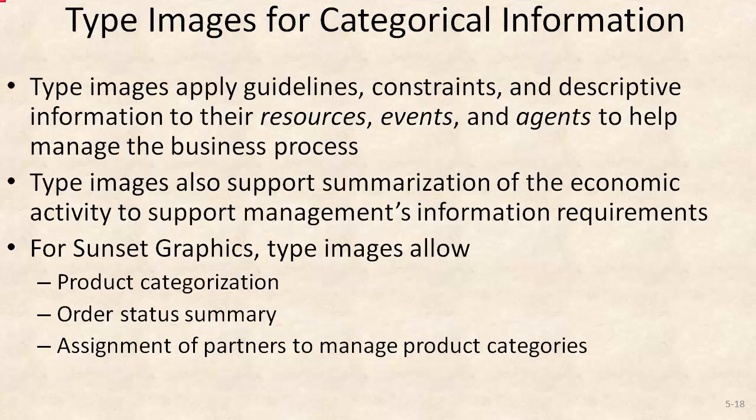Now we're going to introduce type images to our data models. We had resources, events, and agents, but type images apply guidelines, constraints, and descriptive information to the underlying resource events and agents. Type images help manage the business process. Type images also support summarization of the economic activity to support management's information requirements. In this case, for Sunset Graphics, we're going to have type images that allow product categorization, order status summary, and the assignment of partners to manage product categories.